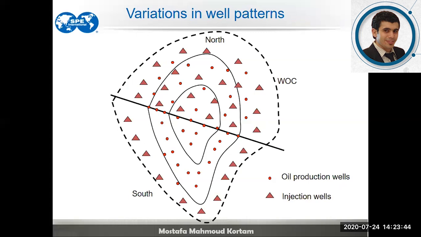You may get a variation in well pattern, so the reservoir may be divided so that one part has a dispersed or irregular pattern, while the other part of the reservoir is undergoing peripheral water injection. So you may have a combined pattern. It's also no problem with this and can be found in our field applications.